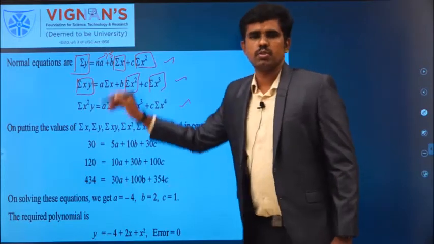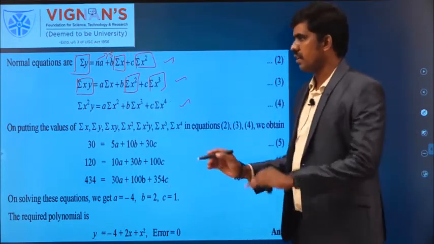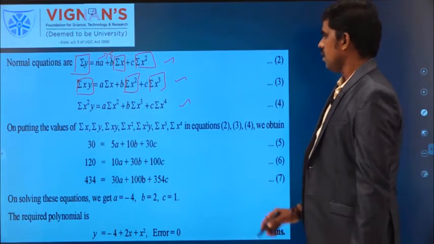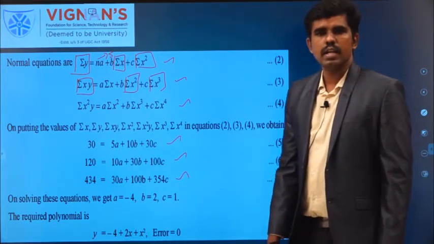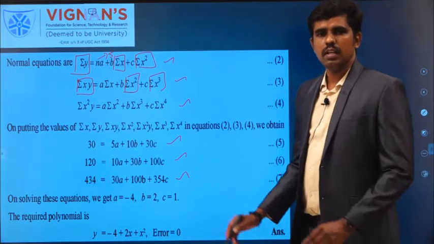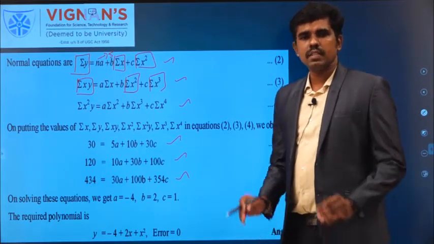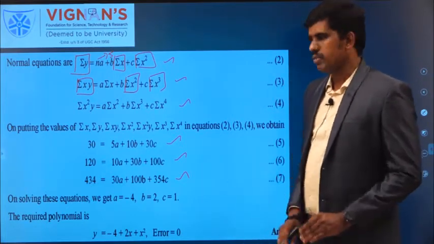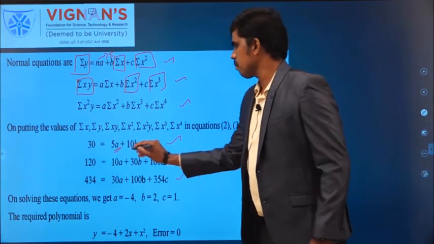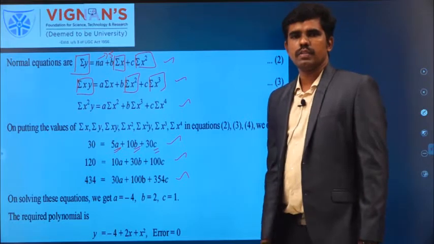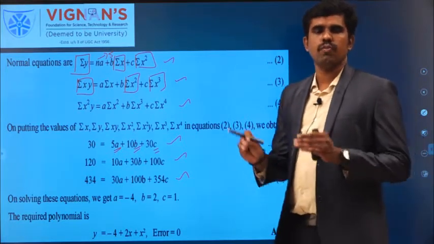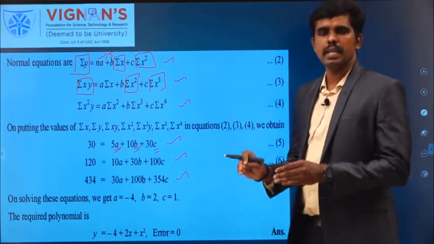So you can substitute all the values that we already found from the table. Then you will get 3 normal equations with 3 unknowns. What are all the unknown values? A, B and C. That is our aim. Our aim is to find those A, B and C.